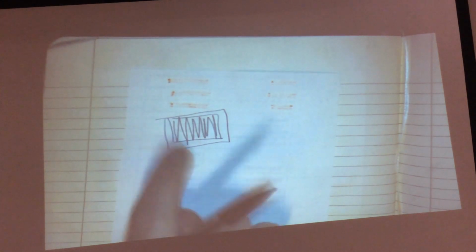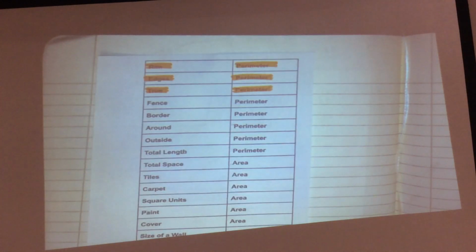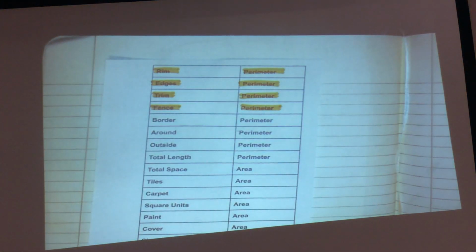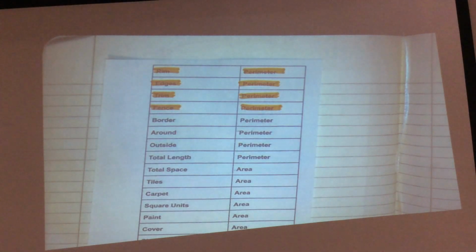If it's on the outside, does Rufus have lots of room to run? Yes. Okay. So if you're putting a fence up, you're finding perimeter. Rufus is the imaginary dog in our problem. Border. Same thing up there, that bulletin board.